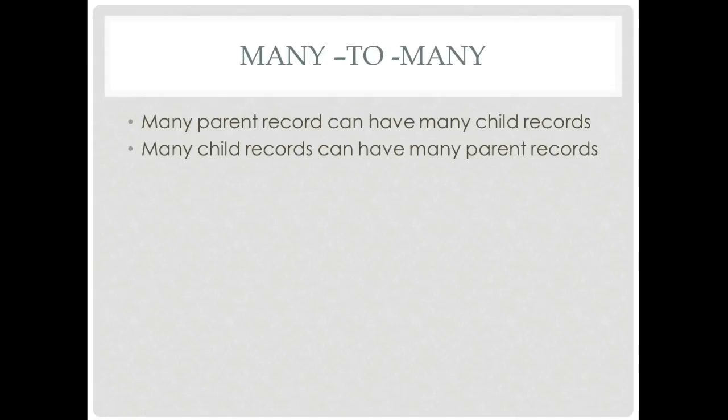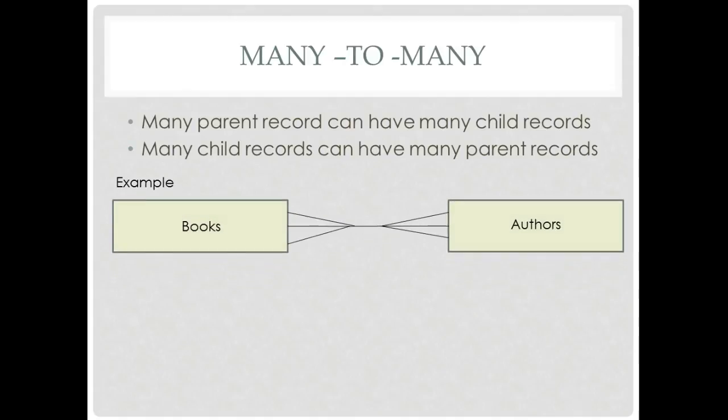Now I want to talk about the many-to-many relationship. When it comes to working with the many-to-many relationship, it's a relationship that states that many parents can have many child records, and many child records can have many parent records. So imagine that we have a book table and an author's table. A book can have multiple authors, and an author can write multiple books.